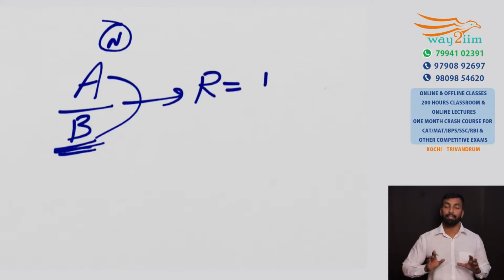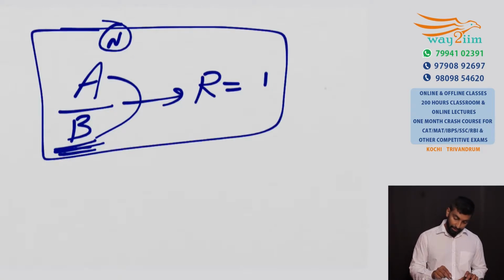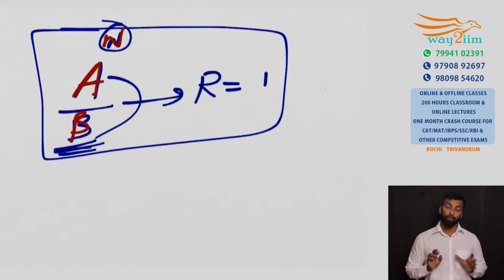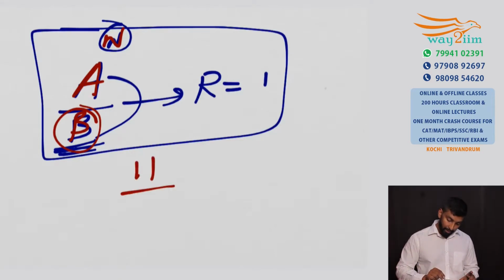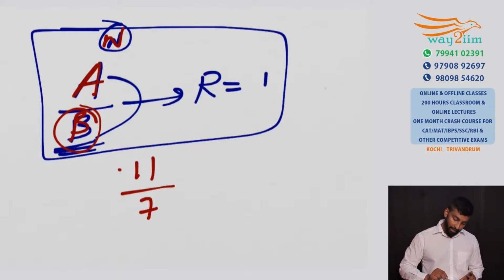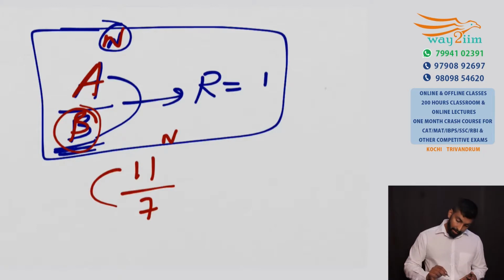In this case, this is what we are going to use. I hope you understood this. What are A and B? A and B are coprime numbers. What is n? n is the number of coprimes less than the denominator, that is B. If you want to write it in terms of numbers, 11 by 7. 11 and 7 are coprime numbers. What will be this n? This n is the number of coprimes less than 7, that is 6.